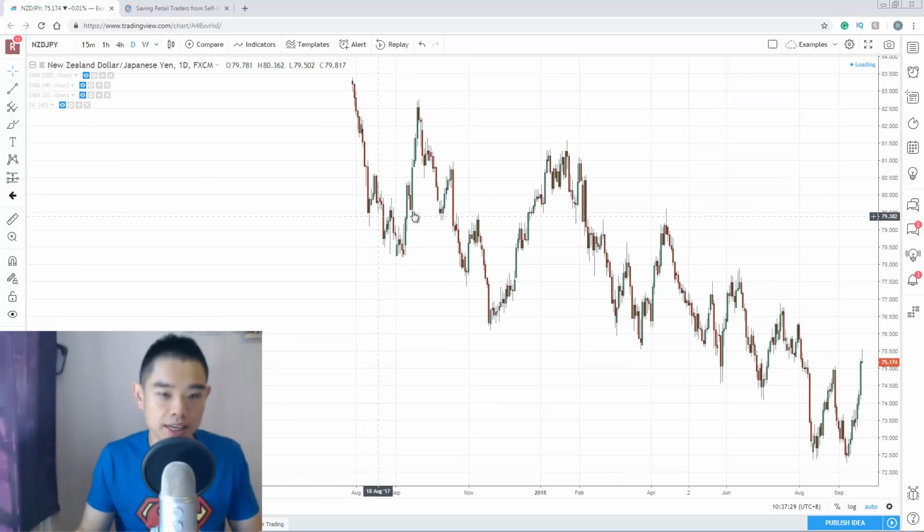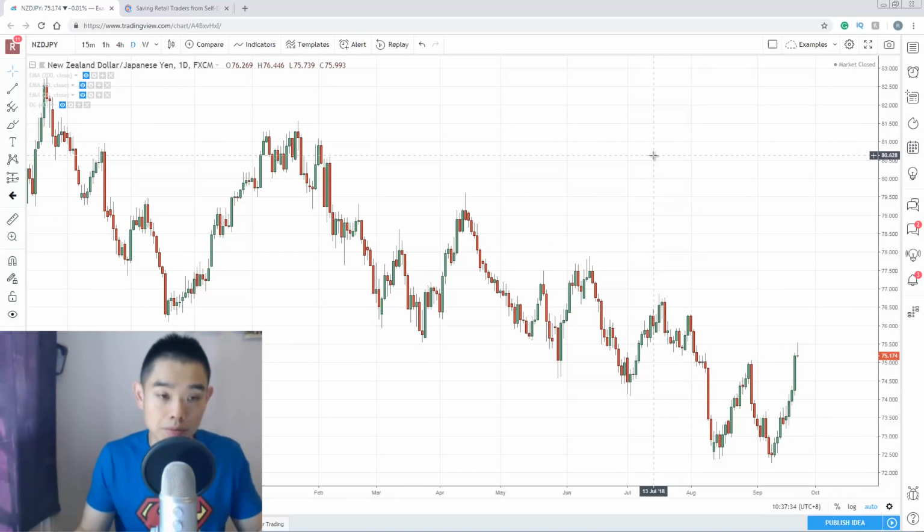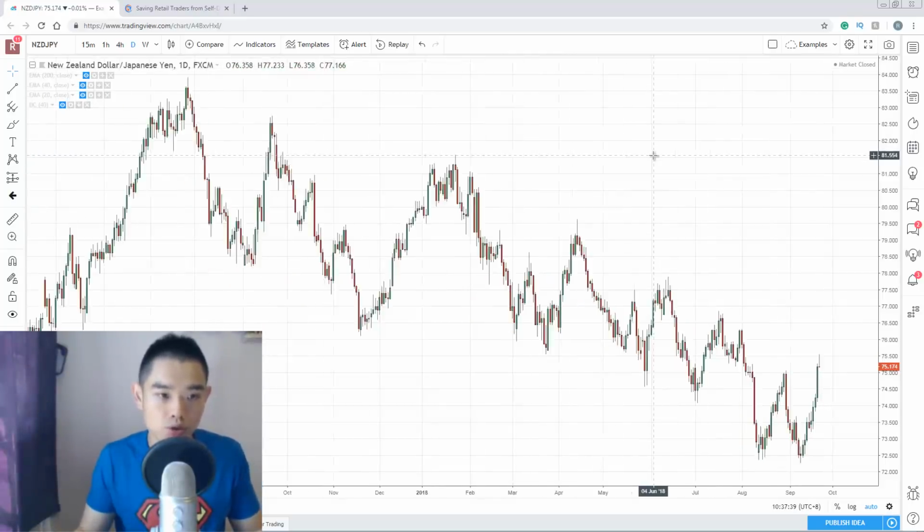Usually I'm on a daily time frame. So you can see over here. Okay, let me do it once again. I reset the chart and I scroll down my mouse usually 5 times to get enough candles to see the big picture. 1, 2, 3, 4, 5.